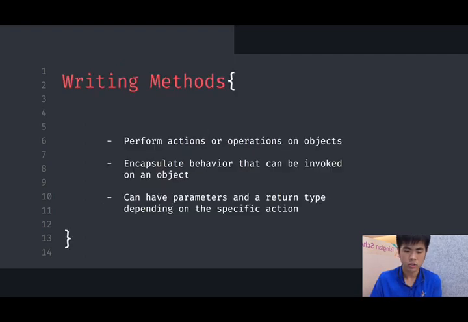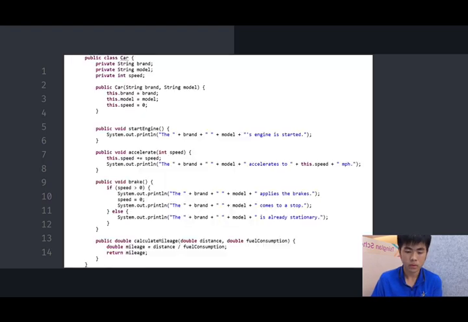Writing methods are an essential part of object-oriented programming. They allow us to define behavior or actions that objects of a class can perform. Let's explore writing methods in more detail. When writing methods, we need to consider what actions we want our objects to perform. Let's continue with our car class example to understand how writing methods work.